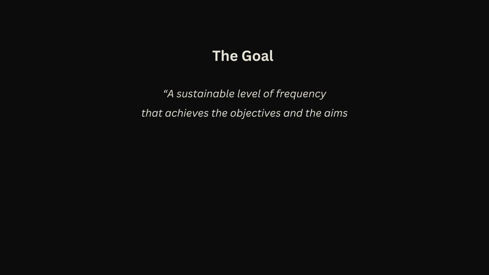Now, the next really, really important piece of the content planning puzzle is making decisions about the frequency with which you're planning to post across the social media platforms that you're going to use. So the most important thing here is prioritizing consistency. It's really easy to get drawn into that idea of more is better, but what you're ultimately looking for as someone trying to run an organization or run a business is a sustainable level of frequency that achieves the objectives and the aims that you've set out within your social media strategy.